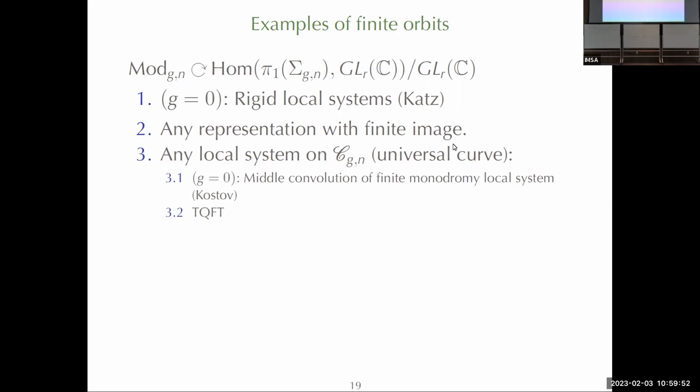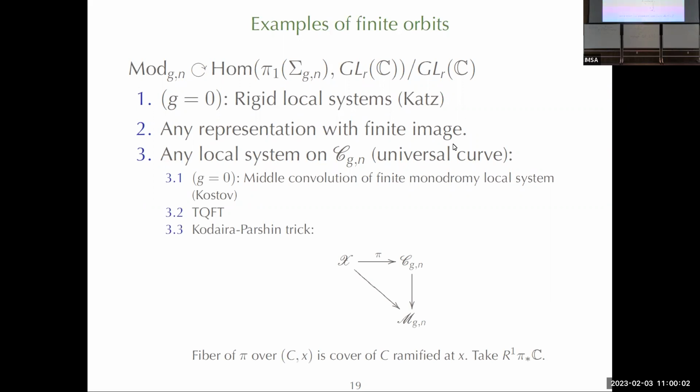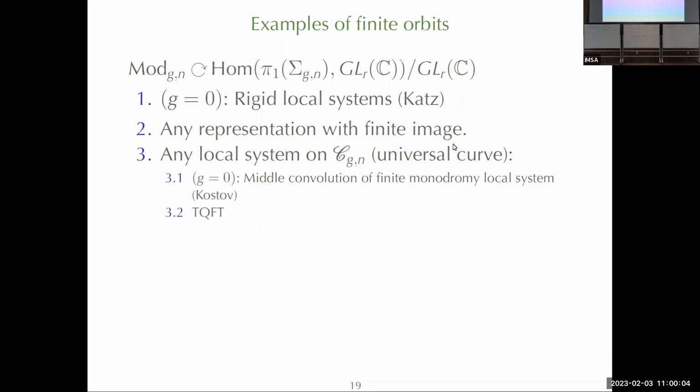Okay, there's another source of local systems on the universal curve for M_{g,n}, which is TQFT. For example, you can look at conformal blocks. I won't say anything else about that. I'm sorry? A topological quantum field theory. Yeah, I don't know that much about it, but what I do know would take up the rest of the time.